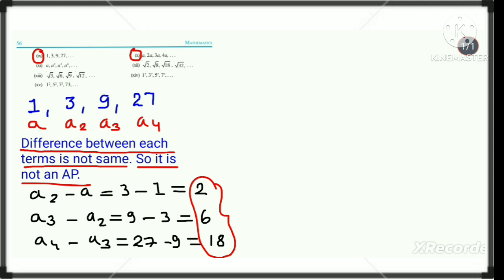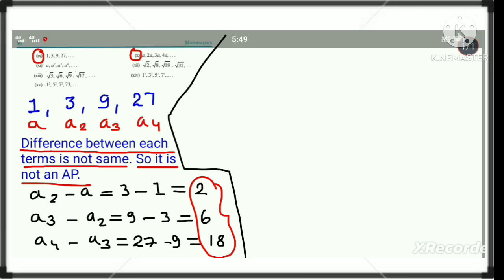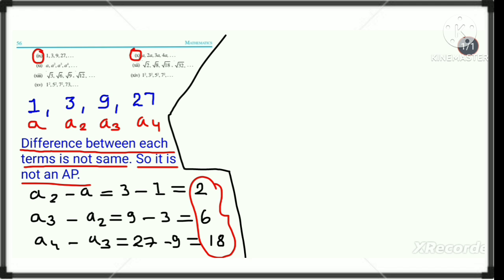Now question number 10. Okay, let's solve over here. And here the sequence of numbers is a, 2a, 3a and 4a. And this is A1, this is A2, this is A3 and this is A4. Now let's find the difference between them.